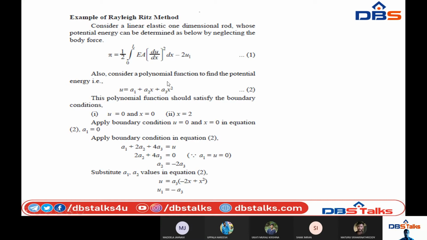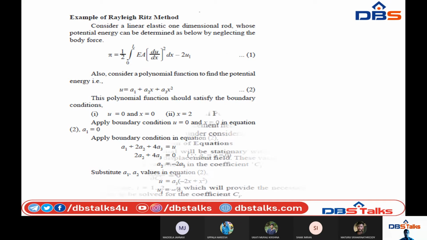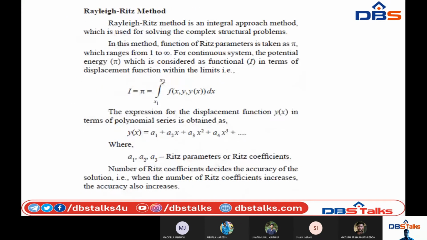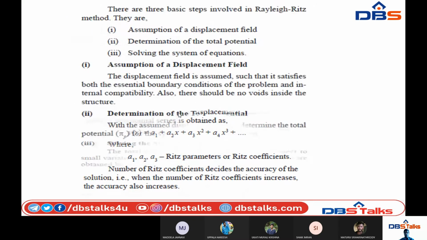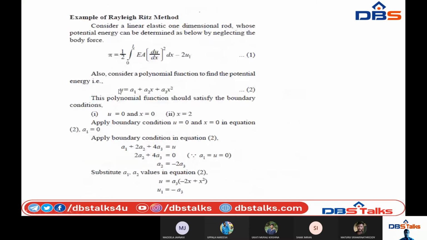Also considering the polynomial function and finding the potential energy. We already know the polynomial series will be written in u. In the previous Rayleigh method, I wrote y of x equal to a1 plus a2x plus a3x square. Here, I'm writing in terms of u, because I'm finding the total potential energy and deflections. u equal to a1 plus a2 x plus a3 x square plus a4 x cube and so on.